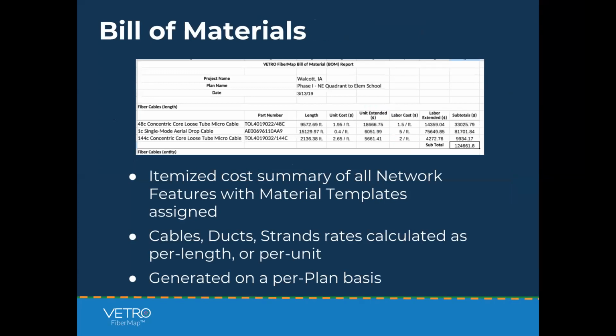Any line geometric type in VETRO, like a cable or a duct or a strand, these rates are calculated per length or on a per unit basis. So if you've drawn 4 laterals and indicated that they'll be per unit, then you would see that costing reflected. Or if you did it as a per foot or per meter costing, then the calculation would automatically be done against that rate to give you your subtotal for that template. And then you see subtotals for the categories and then a grand total.